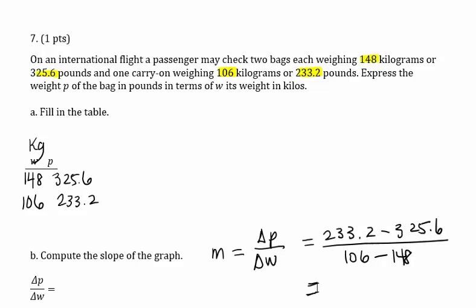And after calculating, we get 2.2. And so that's going to be the slope. Change in P over change in W, or the slope of the line, is 2.2. And what this represents, we have our P is in pounds, and our W is in kilograms. There's 2.2 pounds in 1 kilogram.